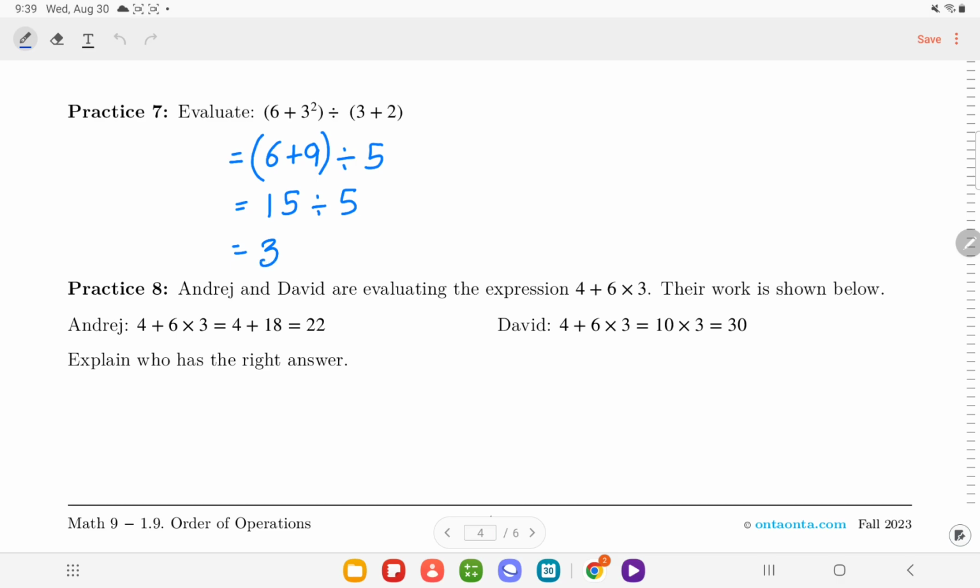Andre and David are evaluating the expression 4 plus 6 times 3. Their work is shown below. Andre gets 22 and David gets 30. Who is correct? Since Andre multiplied before adding, his answer is correct.